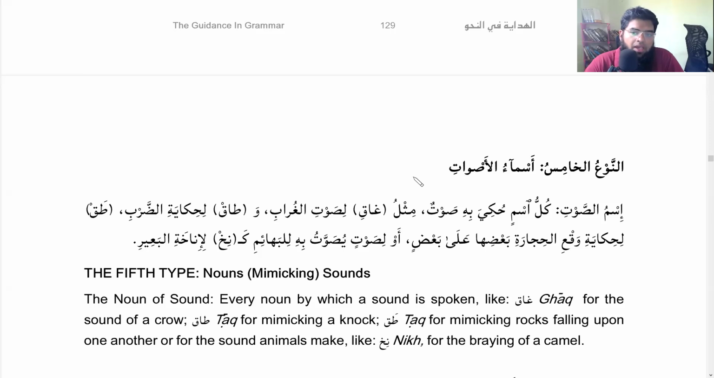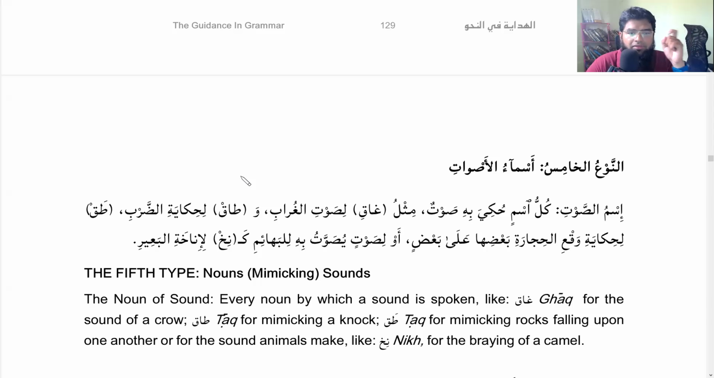النوع الخامس أسماء الأصوات. These are nouns like bow bow of dogs. These are also fixed, obviously. The اسم الصوت كل اسم حكي به صوت. Some sound is there, mimicking sound. مثل غاق. You can imagine what this is for crows. صوت الغراب غاق غاق. وطاق لحكاية الضرب.